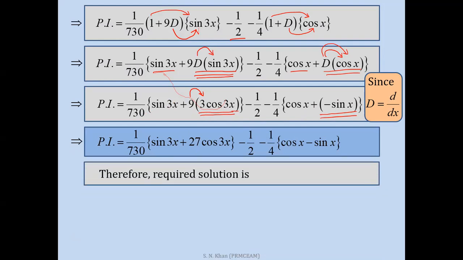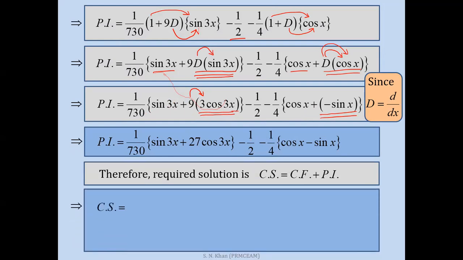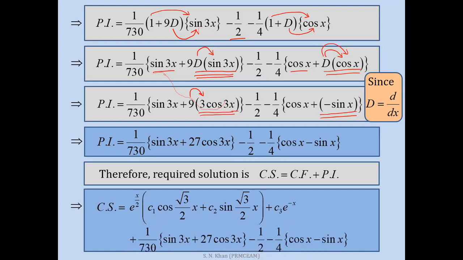And finally, therefore required solution is given by CS equal to CF plus PI. Substituting value of CF and value of PI. So CS equal to कॉम्प्लीमेंट्री फंक्शन CF जो हमने कैलकुलेट किया था पहले उसका वैल्यू पुट करना है, तो ये हो गया CF का वैल्यू. इसके बाद PI का वैल्यू पुट करना है, तो ये होगा PI 1 upon 730 in bracket sin 3x plus 27 cos 3x minus 1 by 2 minus 1 by 4 cos x minus sin x, and it is the required solution of given differential equation.